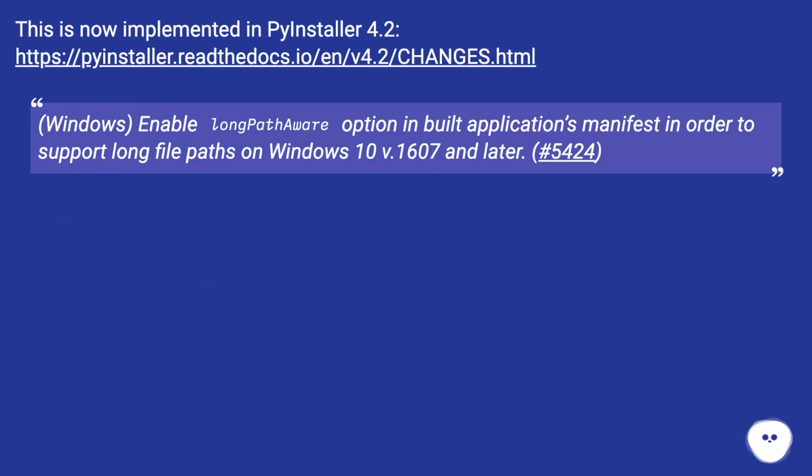This is now implemented in PyInstaller for point 2, this URL. Windows, enable long path-aware option in built applications manifest in order to support long file paths on Windows 10 v.1607 and later. Number 5424.